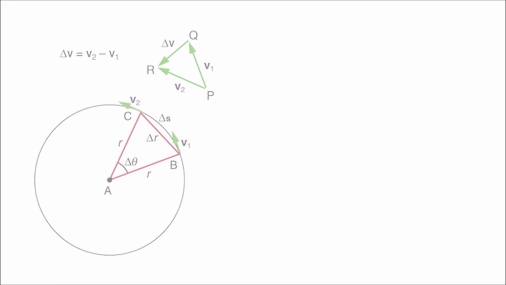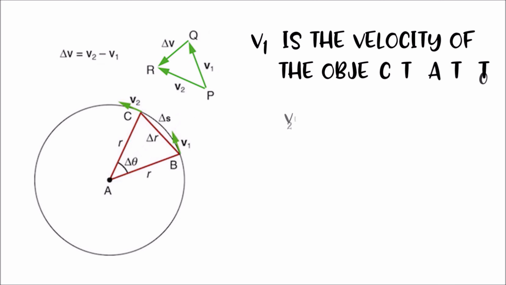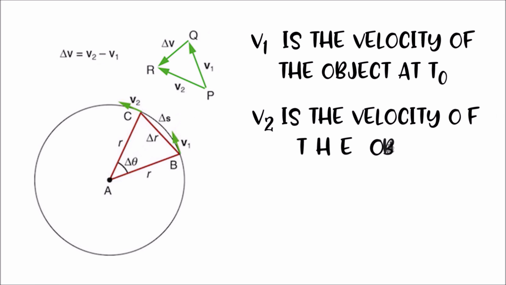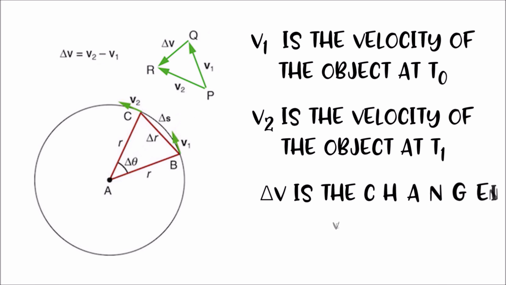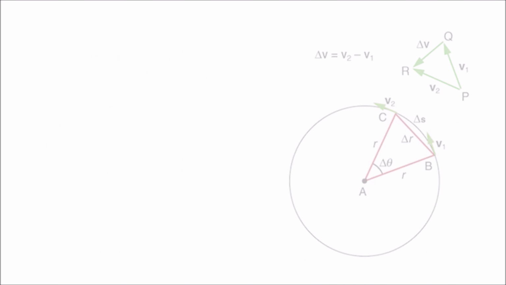So, as you can see in this diagram, suppose this diagram is the water activity earlier at an instant. V sub 1 is the velocity of the object at time 0. V sub 2 is the velocity of the object at time 1. And the change in v is the change in velocity or the acceleration.